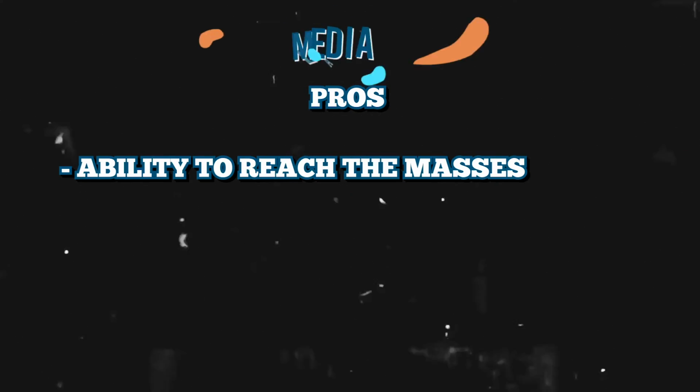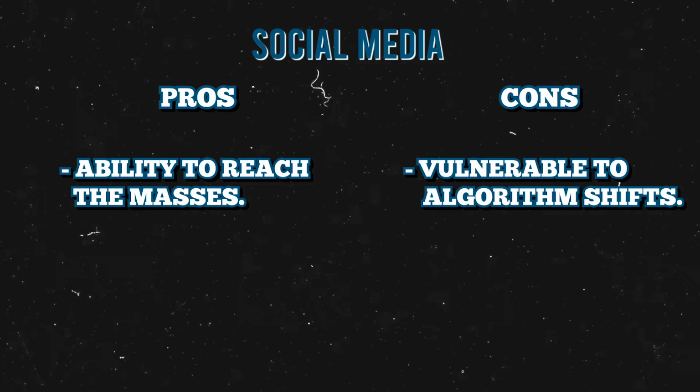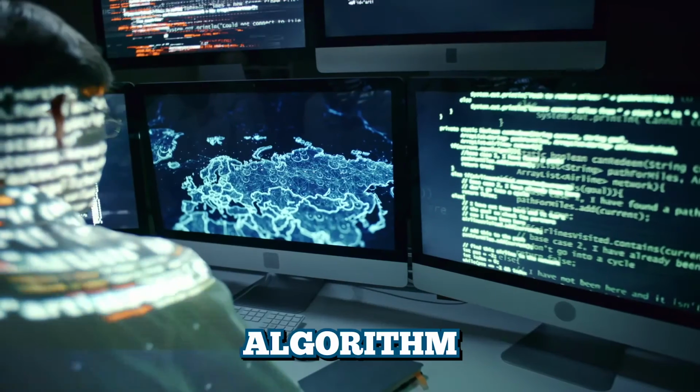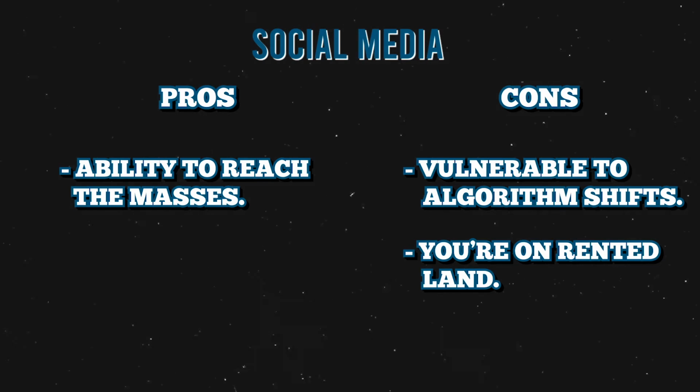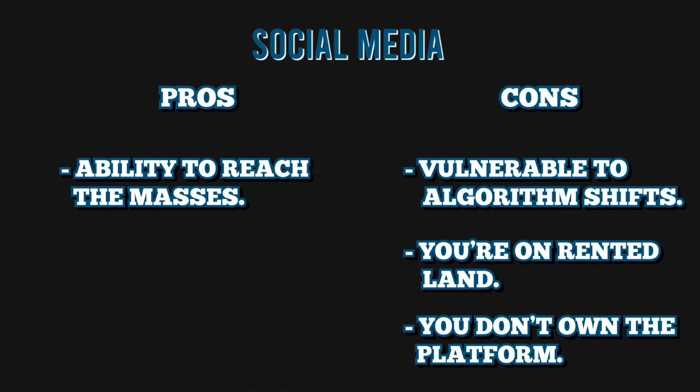The pros of social media are you can reach the masses. On the other hand, cons of social media are, number 1, it is very much dependent on the algorithm. Number 2 is it's almost like a rented land for you. And number 3 is you don't own the platform.